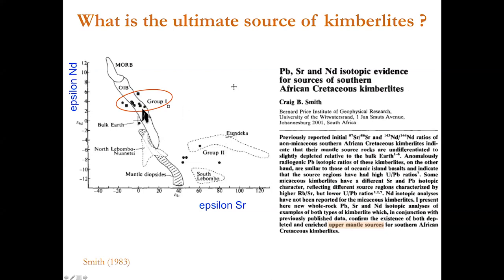So the main finding that Craig described for the first time was that there is this offset from what we call bulk earth here, this crosshair, that we have the systematic offset to more depleted isotopic compositions in kimberlites. And the easiest explanation for this at the time was that they must come from an upper mantle source. So my conclusion will be pretty much the same 40 years later by using very different tools.